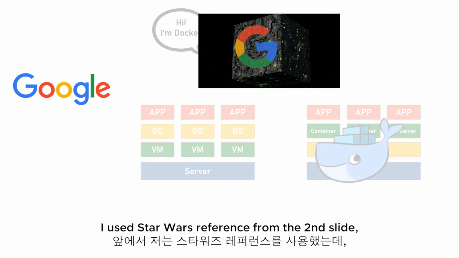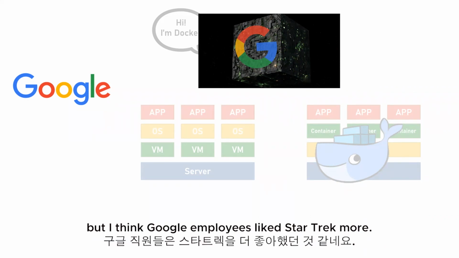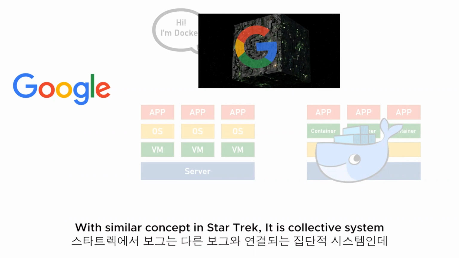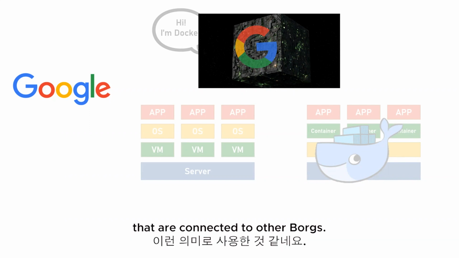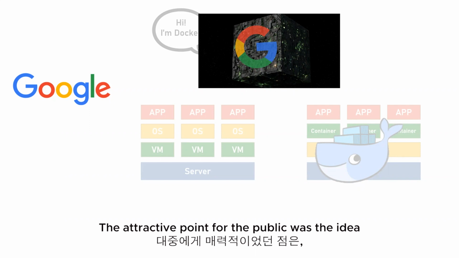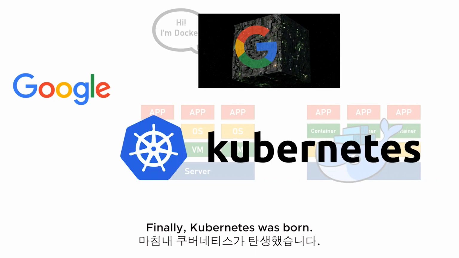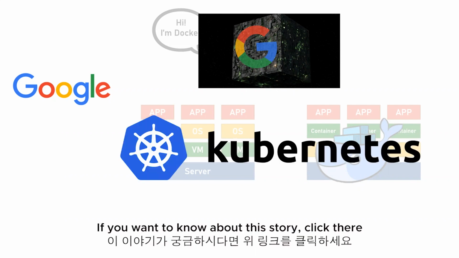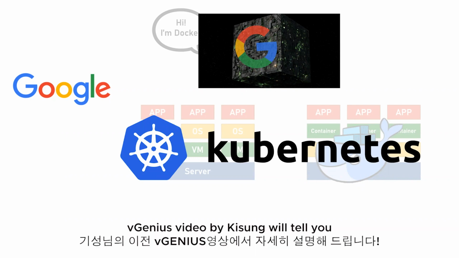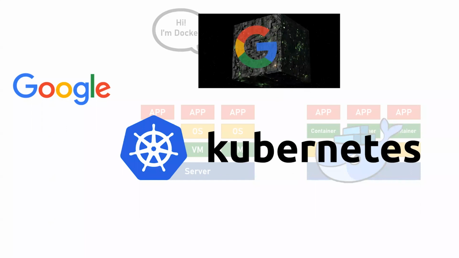I used the Star Wars reference from the second slide, but I think Google employees liked Star Trek more. With a similar concept in Star Trek, Borg is a collective system that is connected to other Borgs. The attractive point for the public was the idea of making Borg available as open source. Finally, Kubernetes was born. If you want to know about this story, click there. The previous Virginia video by Kisong will tell you.